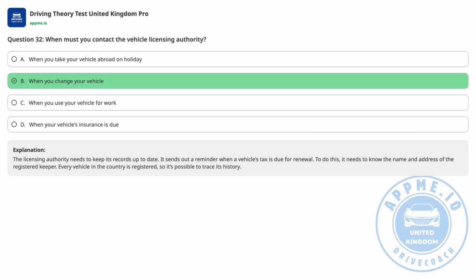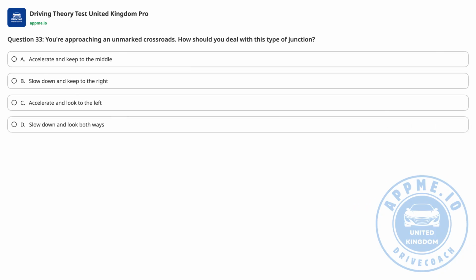The correct answer is B. Question 33. You're approaching an unmarked crossroads. How should you deal with this type of junction? A. Accelerate and keep to the middle. B. Slow down and keep to the right. C. Accelerate and look to the left. D. Slow down and look both ways.